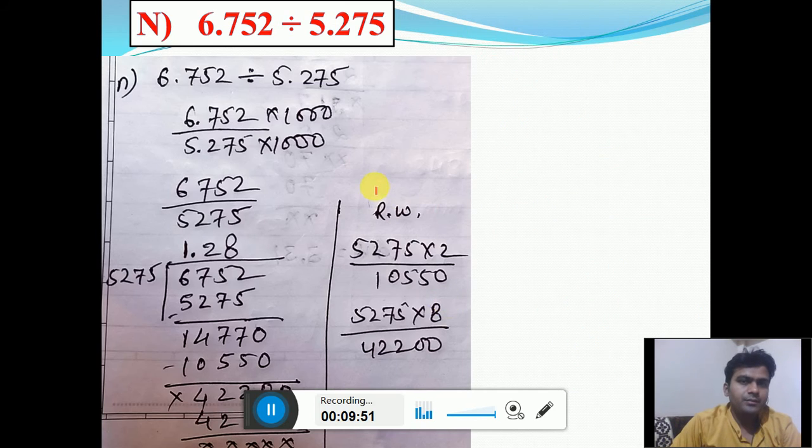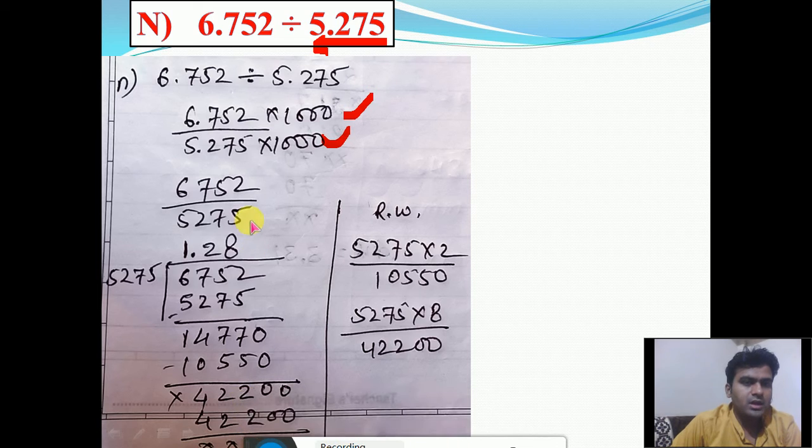Next, question number M. In question number M, the divisor is a decimal number, and the decimal point is after 3 places. So we will multiply it by 1000, and it will be 5275. Multiplying the divisor by 1000, we have to multiply the dividend also by 1000. So this number also becomes 6752. Why does this become 6752? Because the decimal point will move 3 places, so it will be 6752.0 or 6752.